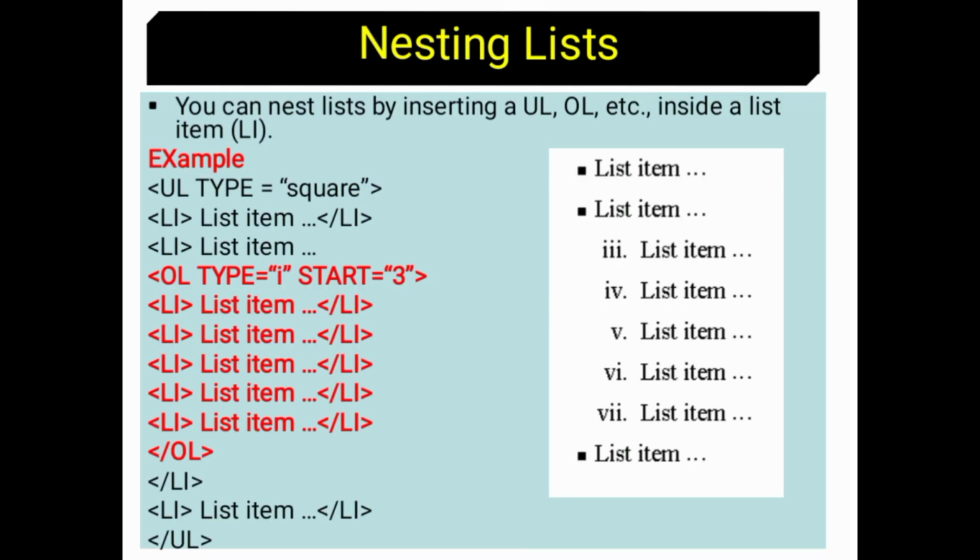The next one is nesting lists. You can nest lists by inserting an unordered or ordered list inside a list item. For example, UL type equal to square, then a list item, then OL type equal to i, start equal to 3. This is the output. The unordered list type is square, so the output displays the square bullet. The ordered list type is Roman numerals but starting with 3, so the output displays starting from 3, then 4, up to the end of the list.